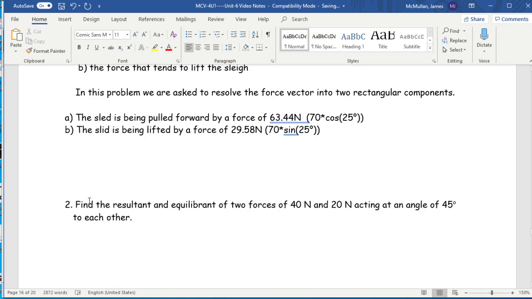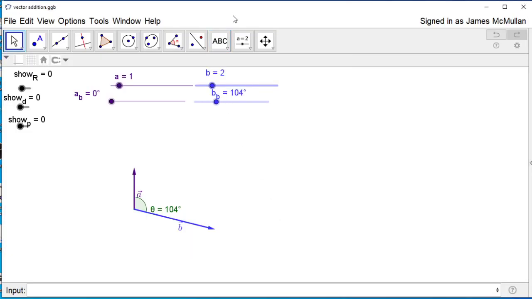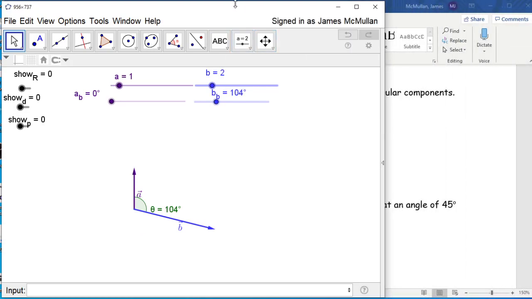Okay, find the resultant and the equilibrant of two forces of 40 newtons and 20 newtons acting at an angle of 45 to one another. Okay, so what I want to do here is demonstrate the vector addition applet that you have. There's a link to this on the front page of the website.